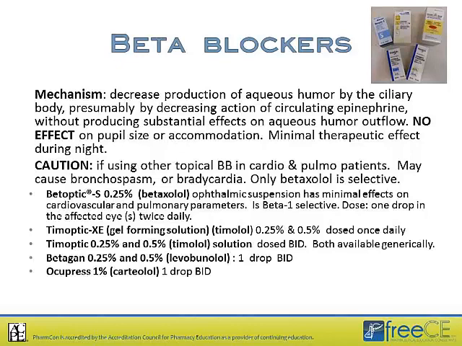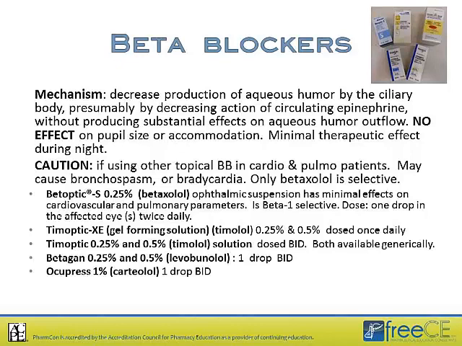We have to be cautious with these. If you're using topical beta blockers in cardio or pulmo patients, your asthma patients or your cardiac patients, we can see bradycardia occur as well as bronchospasms. There is one that is selective, and betaxolol is the name, or Betoptic is the most selective beta blocker. It has minimal side effects on cardiovascular and pulmonary parameters. It is beta 1 selective, and its dose is one drop in the affected eye twice a day.